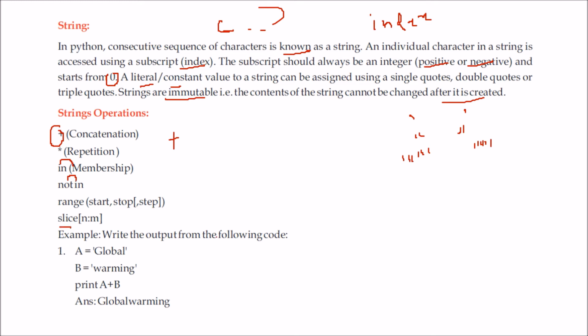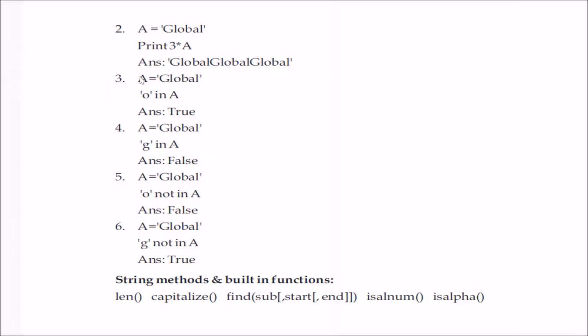So let us see the output of some code so that we may use these operations. For example, A has been assigned global, B has been assigned warming. If you do print A plus B, what does it mean? It will combine these two and this will be global warming. How about multiplying this A with 3? 3 into A will show global 3 times.